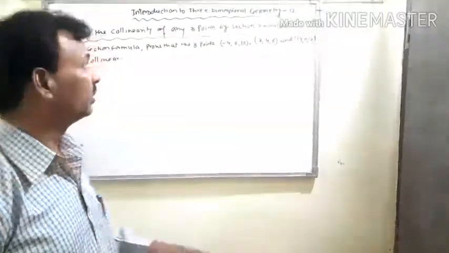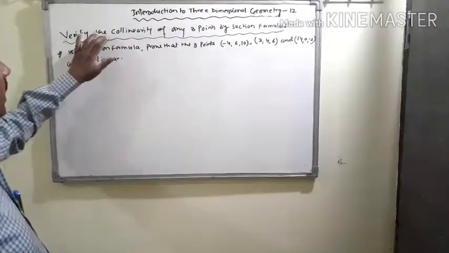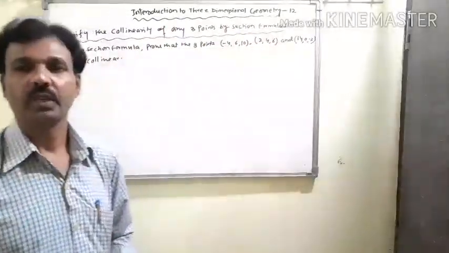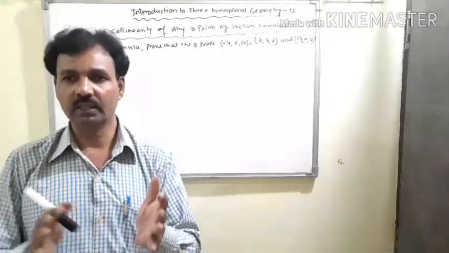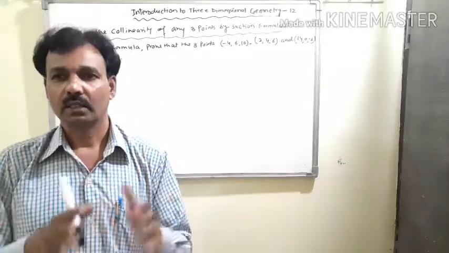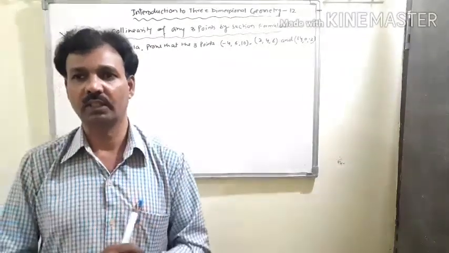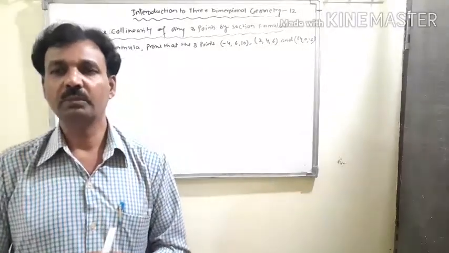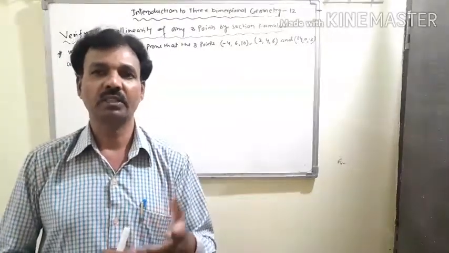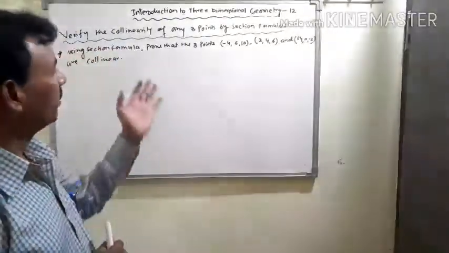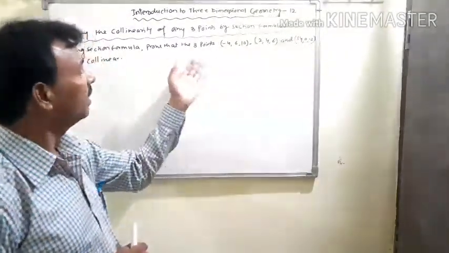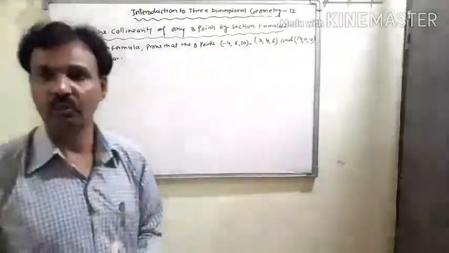Hello students, in this video we will discuss how to verify the collinearity of any 3 points by the section formula. Suppose 3 points are given in space, that means in 3D, then how do we verify that all 3 points are collinear? As you know, collinear means all points lie on the same straight line. For a better understanding, we will take one numerical problem and try to understand how to prove that given points are collinear.